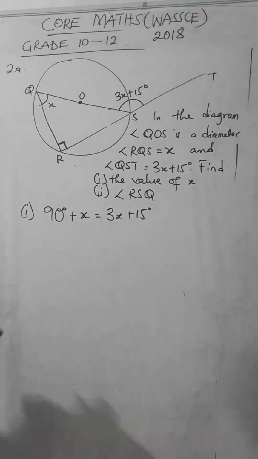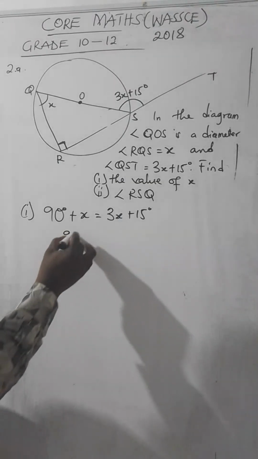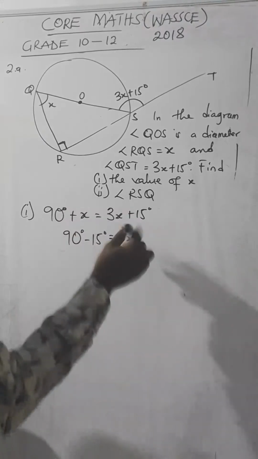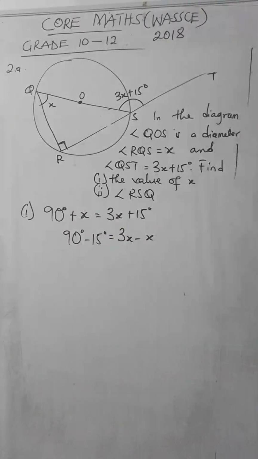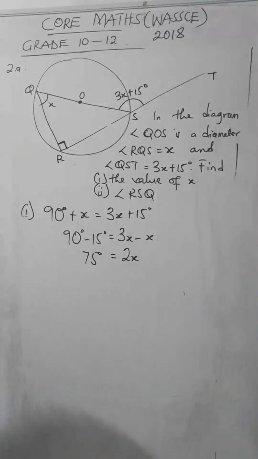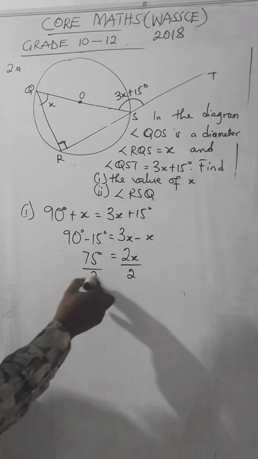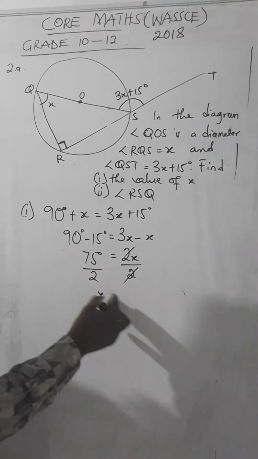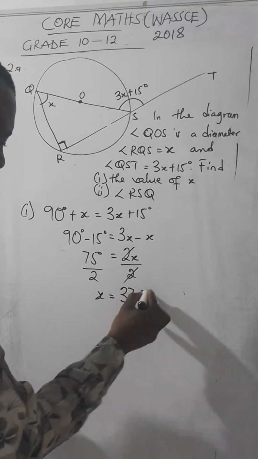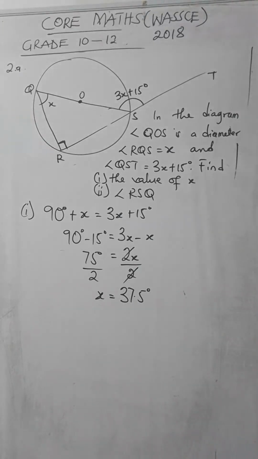And from here we have to group like terms. So 90, I'll bring the 15 over as minus 15 degrees. Here is 3x. Transfer this x as minus x. Then here you get 75 degrees equal to 2x. So you divide through by the coefficient of x, which is 2. So x is 75 over 2, that will give us 37.5 degrees. So that is the value of x.